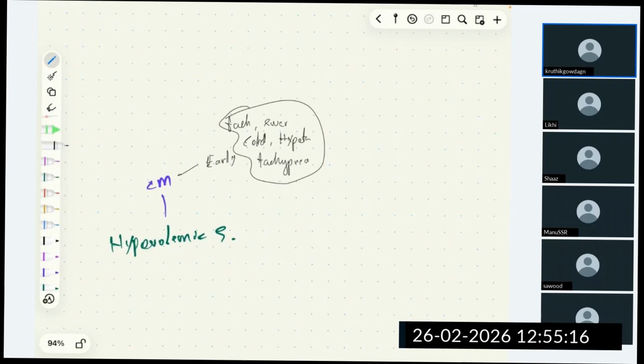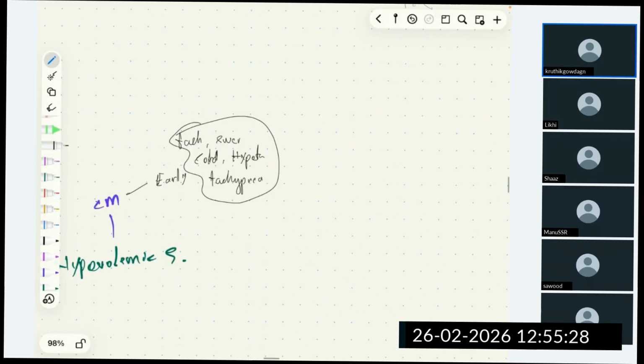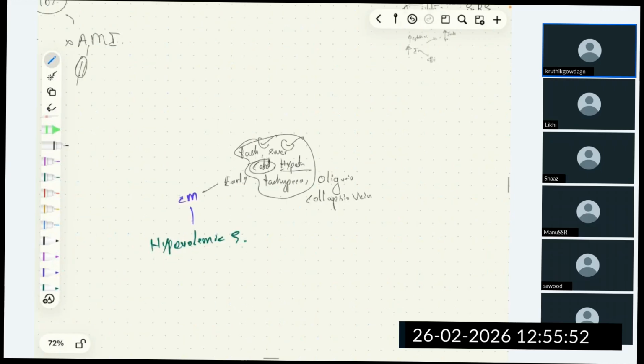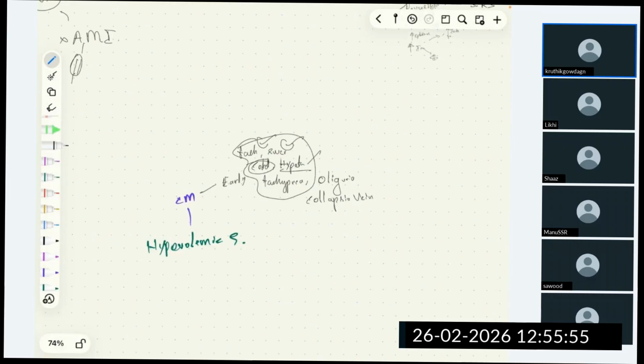Initially, when there is reduced blood inside the body, the baroreceptors will get activated. The stimulation of baroreceptors will lead to activation of the sympathetic system at the medulla oblongata. This leads to tachycardia, sweating due to sympathetic activation. There is cold periphery due to cutaneous vasoconstriction. There is hypotension due to loss of fluid. There is tachypnea and oliguria due to reduced renal perfusion, and collapsed veins due to reduced blood inside the circulation due to sympathetic activation.